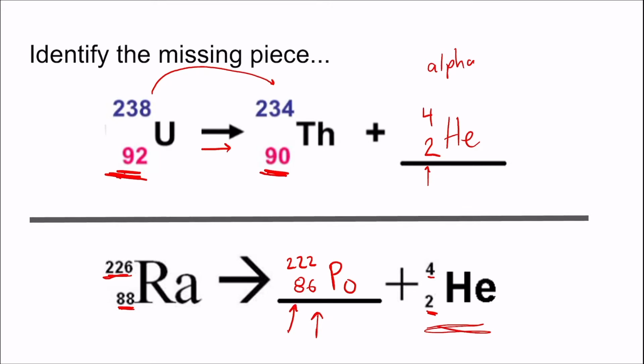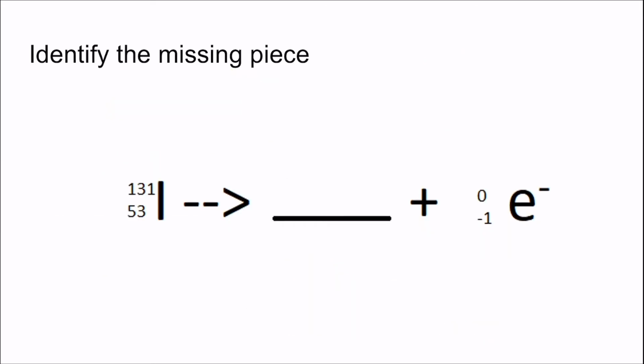All right, now what kind of radiation is this? Also alpha. All right, and finally, identify the missing piece here. All right, so now we have this -1, which is our beta, right? This means the same thing as -1 beta. All right, so it's beta radiation, so let's write that down, beta.